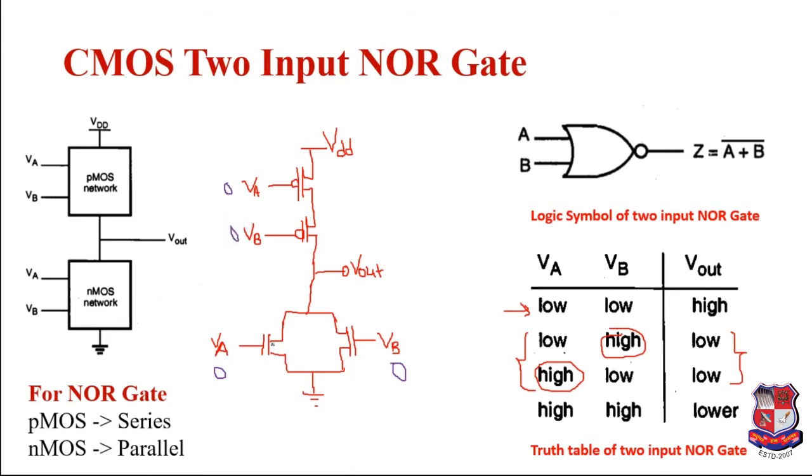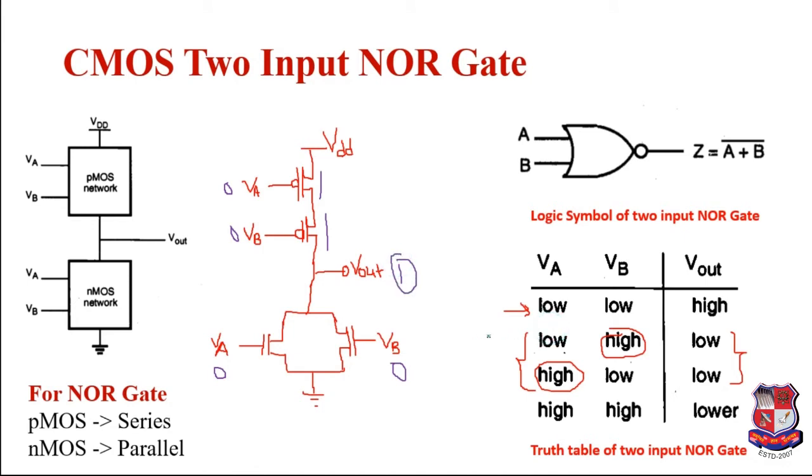As I have already explained, the NMOS transistor will be turned off and open circuited for logic 0, and therefore this part is open circuited. Here the PMOS transistor will be turned on and it is short circuited, and therefore we have a logic 1 as output at Vout.